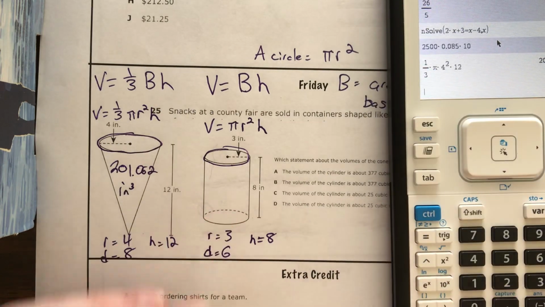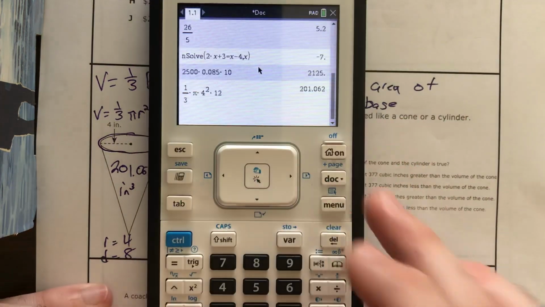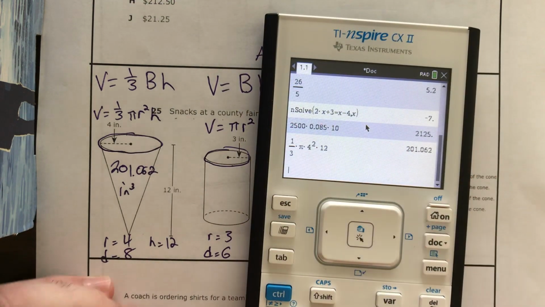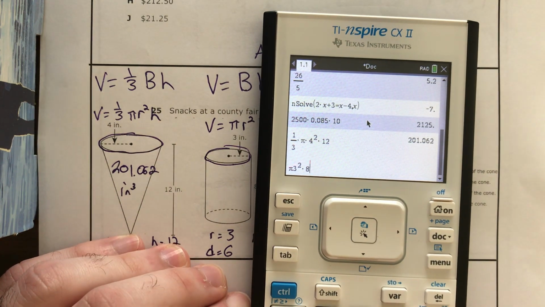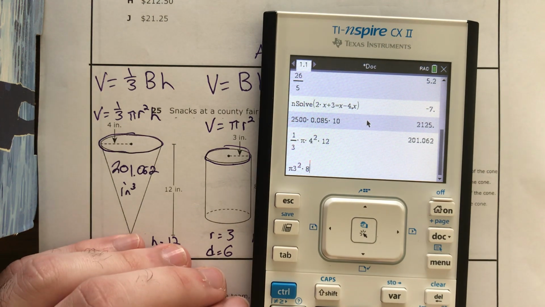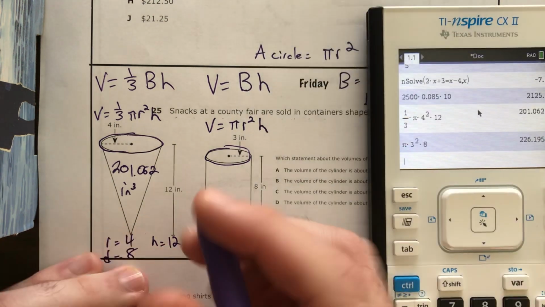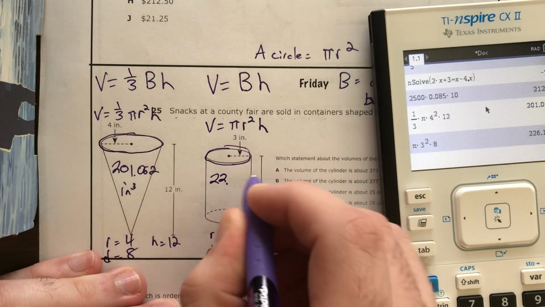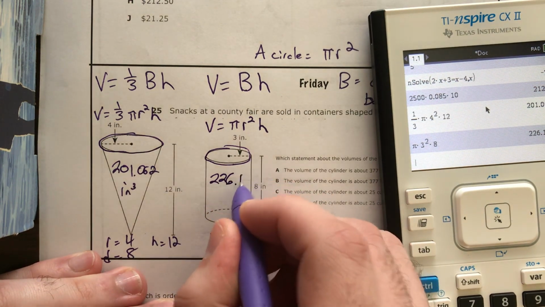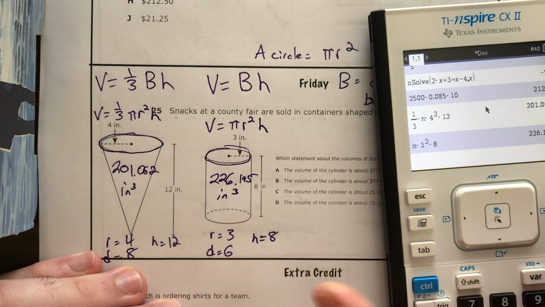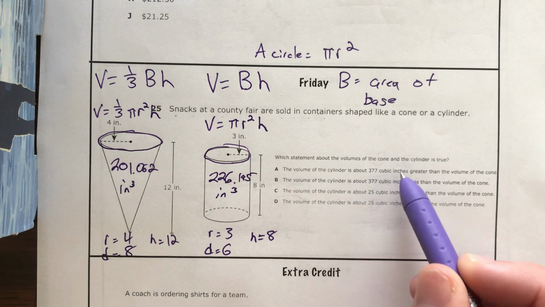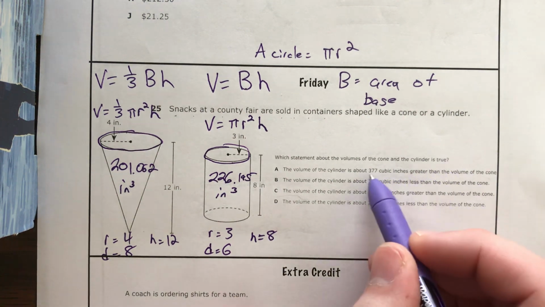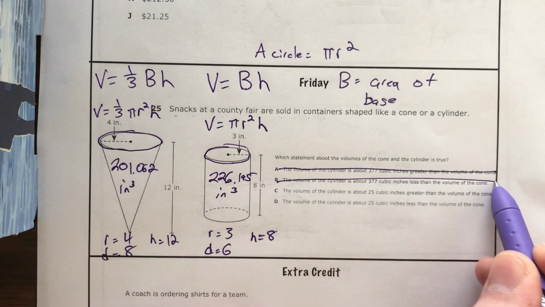On this other side over here, I'm going to do the same thing. So pi times my radius, which is 3 squared, times my height, which is 8, but we don't have the 1/3 this time because it's a cylinder, not a cone, and we get 226.195 inches cubed. So right off the bat, I can see that when we're comparing the two, the answers that have 377 are wrong.